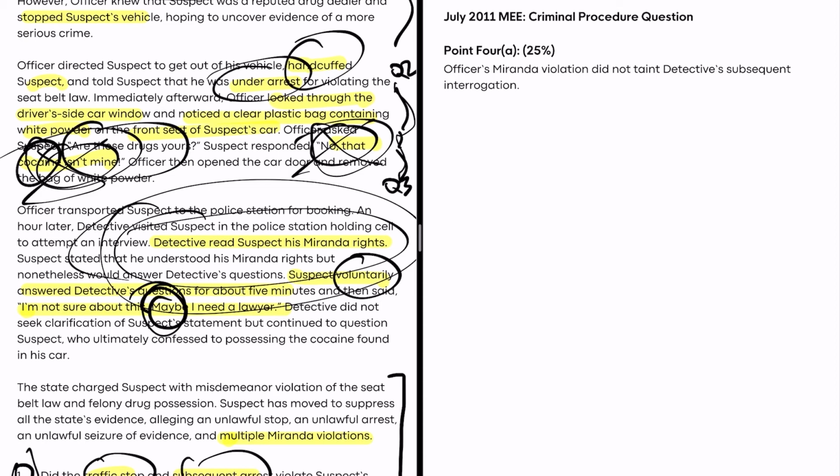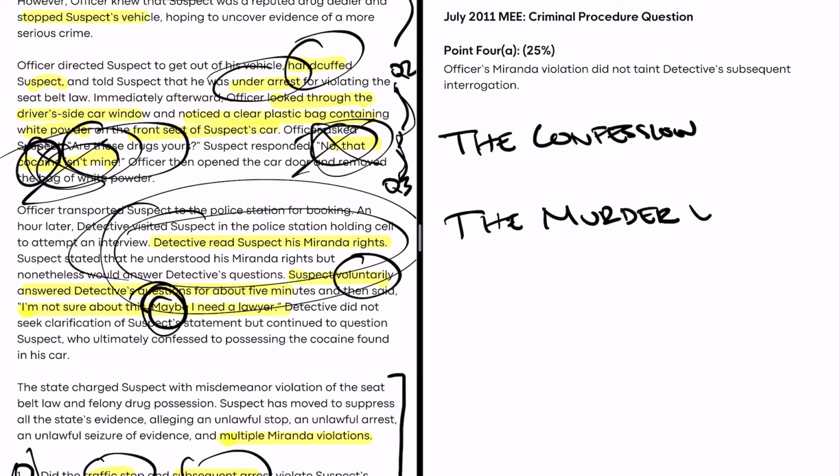So we have two pieces of evidence. We have the confession, right, which is just going to be statements. We have the confession and we have the actual murder weapon, right? So the police find the murder weapon based on the confession.